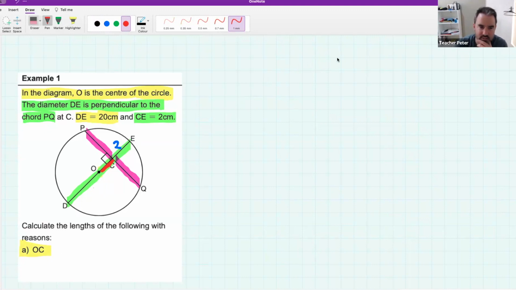Any ideas? So look at what we've got. We know that we have a diameter, which is 20. We know CE is 2, but how do we find the little red bit that was there? So OC is like this.